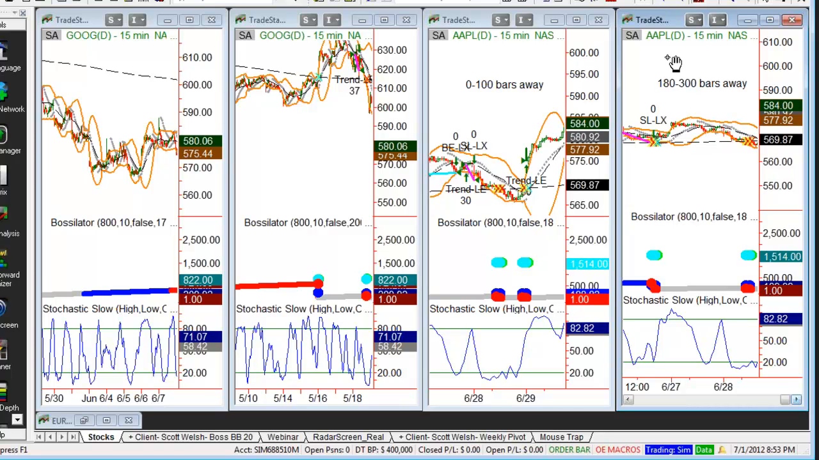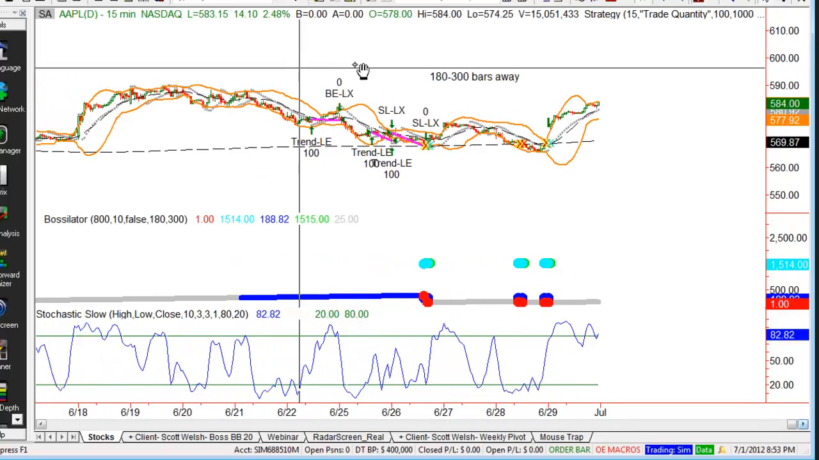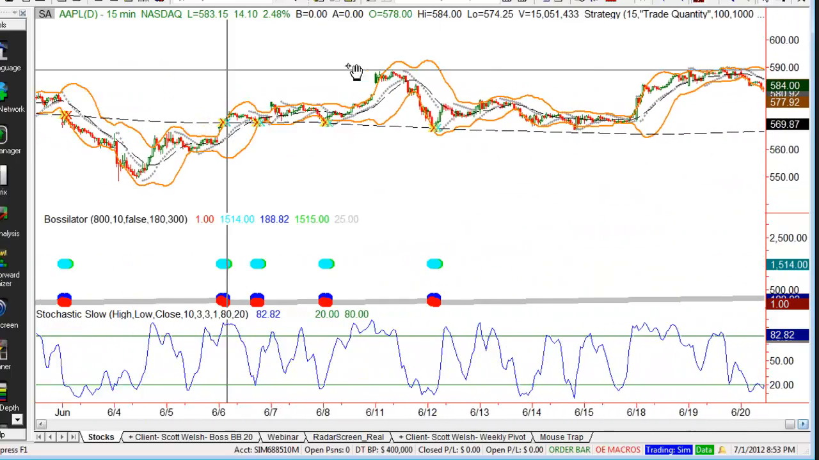I can't say enough about it, and every single thing that you've done here is something that anyone can really duplicate. The methodology and the rules are quite simple. If it doesn't bother you too much, if we looked at that Apple 180 to 300 bars away, Scott, and you just maybe reviewed once again, how is it that you go about making these decisions?